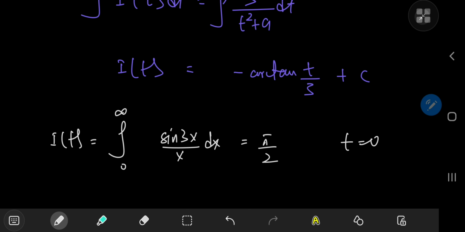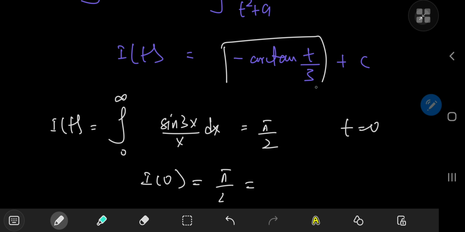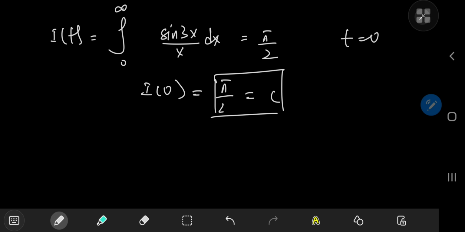So yeah, there are two ways to evaluate it, but I'm choosing the one where we plug in t equal to 0. So I of 0 equals the inverse tangent of 0, which is just 0. So I of 0 being equal to pi by 2 equals 0 plus c, that's c, and that is your constant of integration.